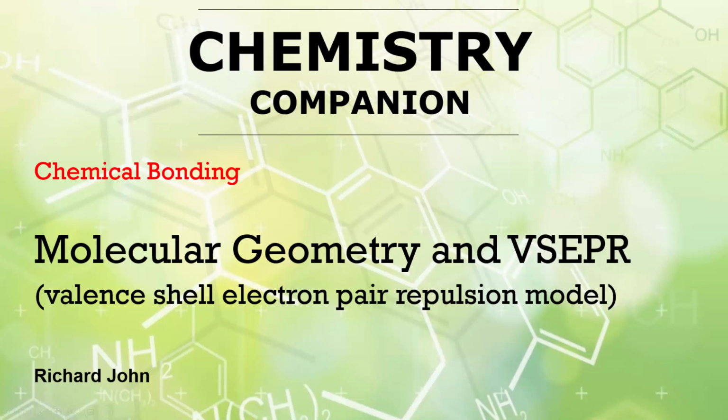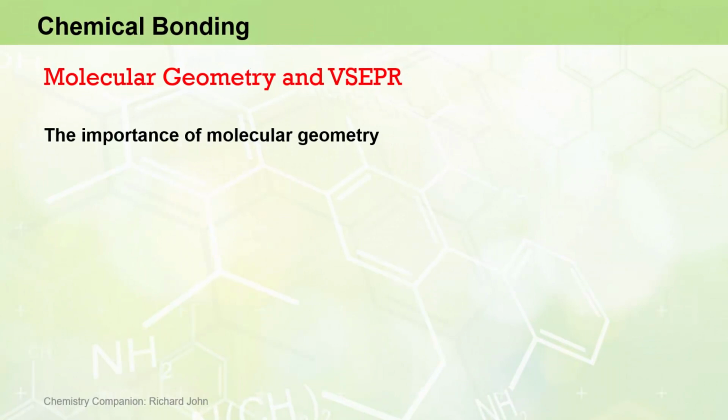In this video, we look at shapes of molecules and more specifically their molecular geometry, the 3D spatial arrangement of atoms in molecules. And we're going to do this using the geometric model of VSEPR, or the valence shell electron pair repulsion model. The geometry of molecules is very important in determining the chemical and physical properties of molecules.